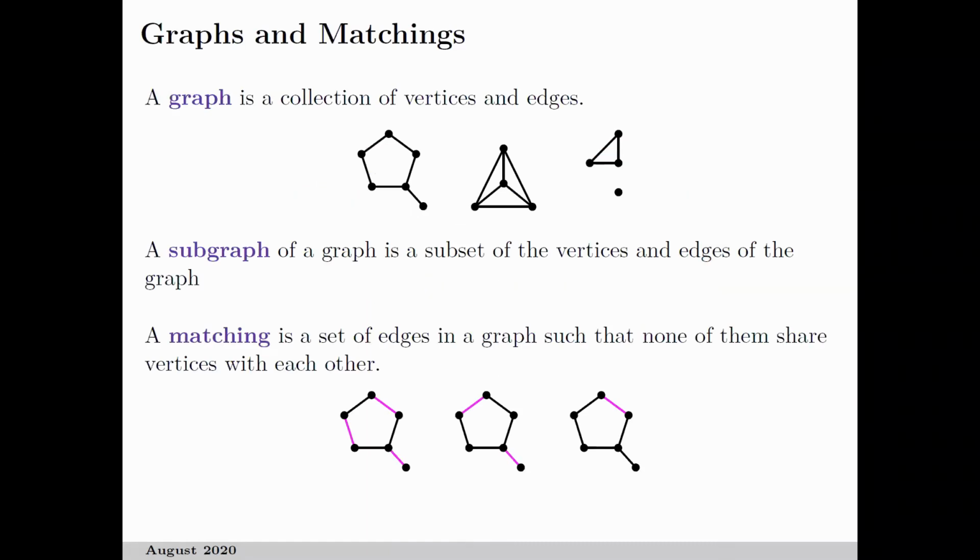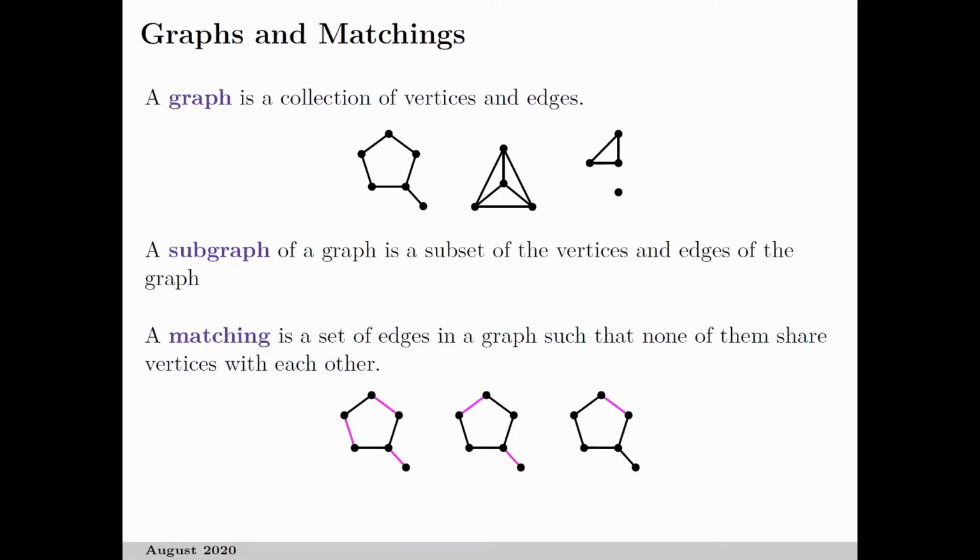To start, a graph is a collection of vertices and edges. Here we have a few examples at the top. To be explicit, we do not consider double edges or loops in this project. A subgraph of a graph is a subset of the vertices and edges of the graph. In particular, the third graph we have at the top here is a subgraph of the second graph. In this project, though, we rarely care about or mention isolated vertices like what appears in this subgraph.